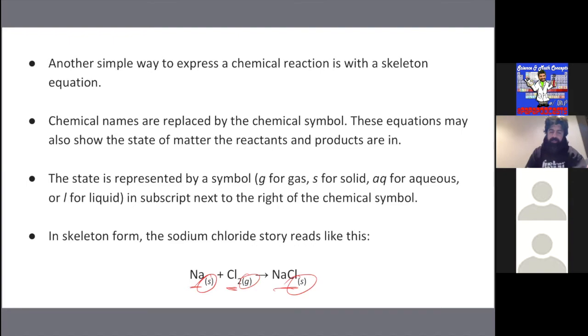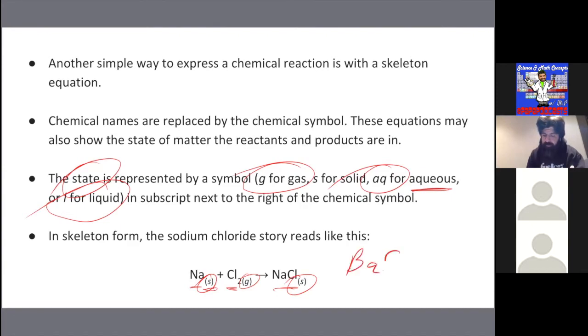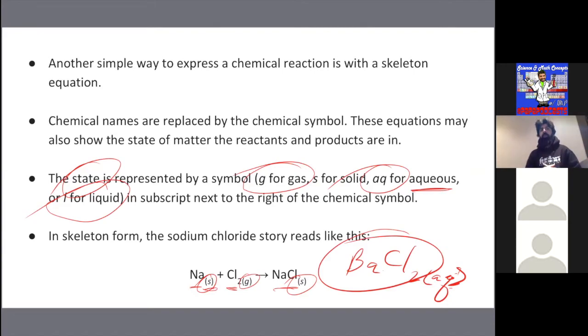All they do is state the state. They represent the state of the formula. The S's imply solids. We could use an L if they are liquids. We'll use a G if they are gases. And then we might use the letters AQ, which means that they are aqueous. If you see a formula, something like BaCl2, and you see the letters AQ, it means that this BaCl2 has been dissolved in water. That's what AQ stands for.